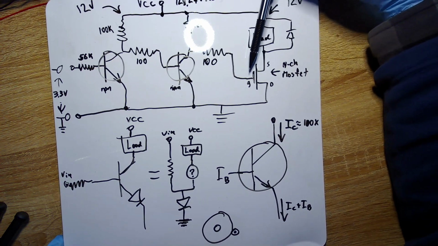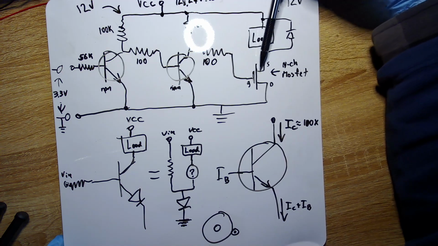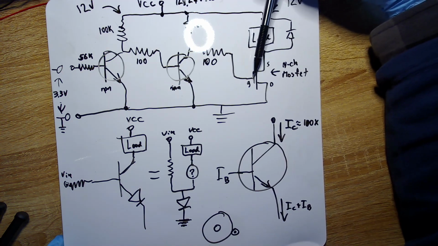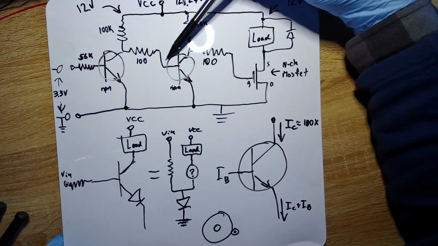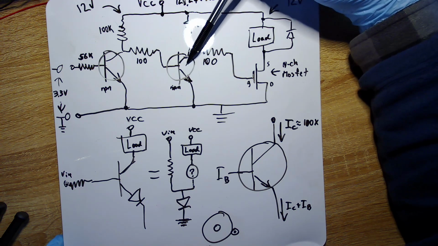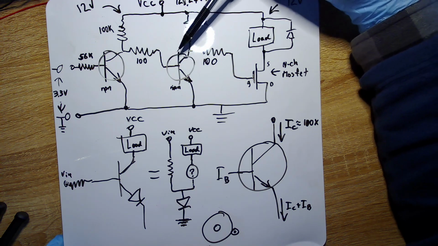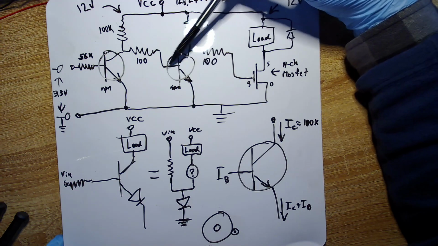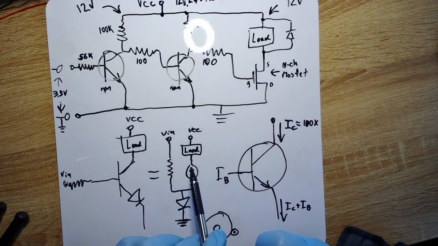For example, whether or not current will flow through here is based on what the voltage is here. Now you could say the same thing here, but really the amount of current that can flow through a transistor here is linked to the amount of current flowing through here.